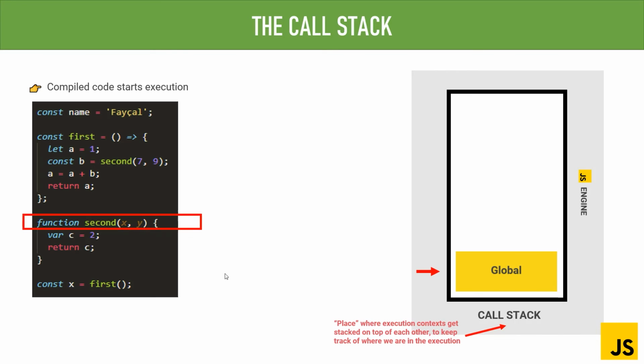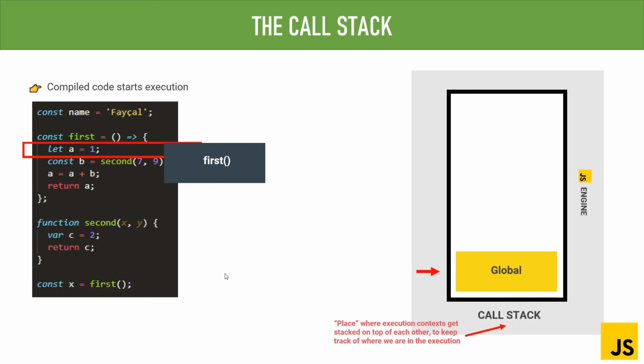But then in the last line is where things start to get interesting. Here we declare the x variable with the value that is gonna be returned from calling the first function. And so let's actually call that function. Okay?